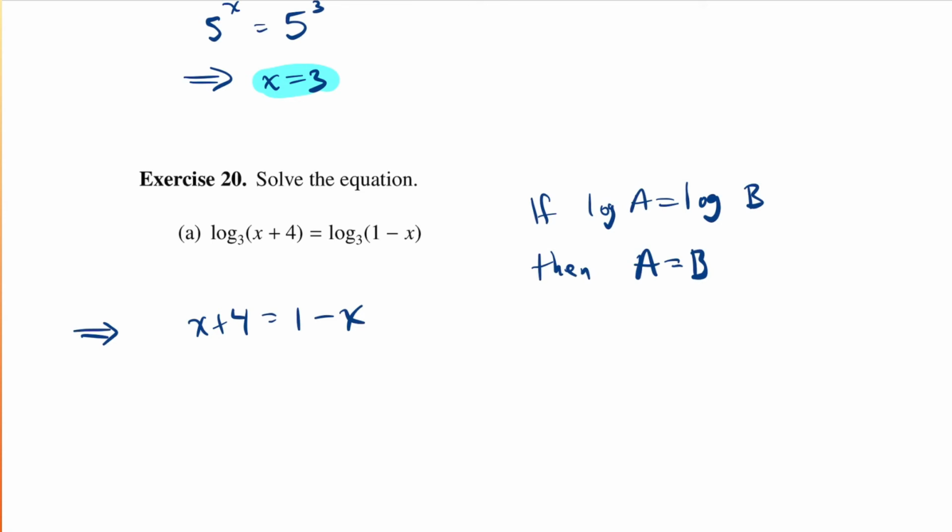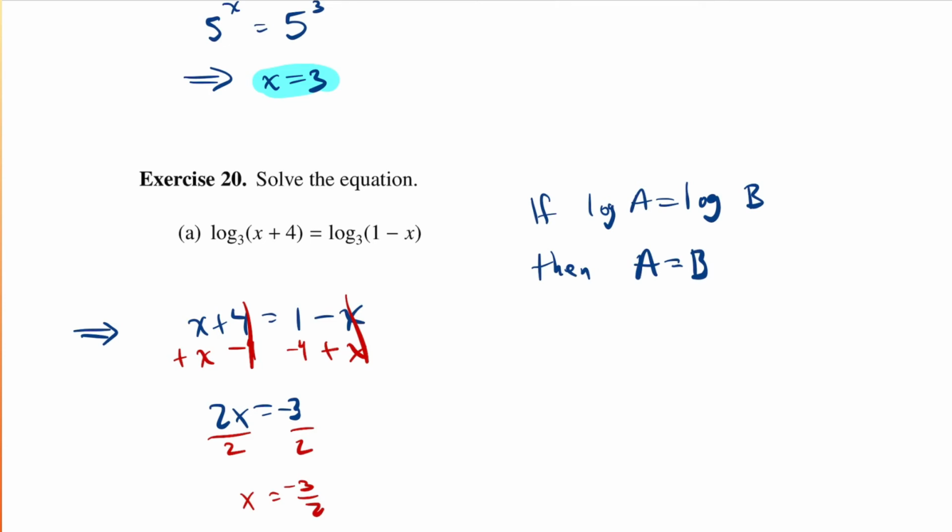So add x to both sides. Subtract 4 from both sides. You get 2x equals negative 3. Divide by 2. x equals negative 3 halves.